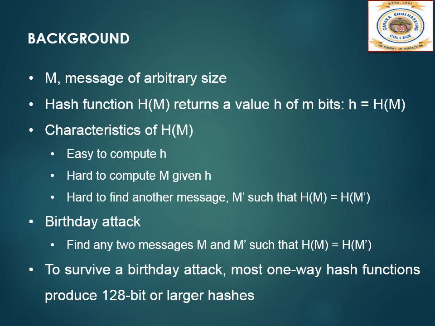A one-way hash function H(m) operates on an arbitrary length pre-image message m. It returns a fixed length hash value h. Small h equals capital H of m, where h is of fixed length. Many functions can take an arbitrary length input and return an output of fixed length. But one-way hash functions have additional characteristics that make them one-way.